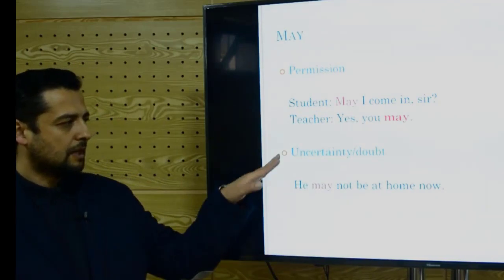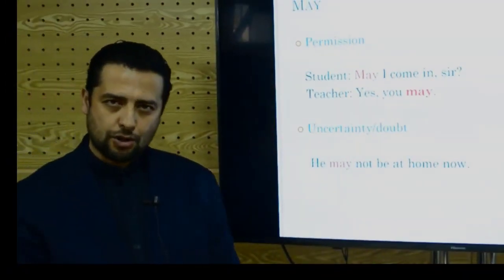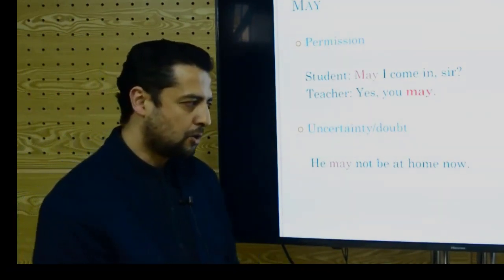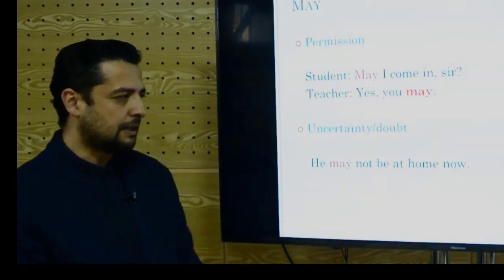The second one, we have here uncertainty. So as you can see here, we have uncertainty, or doubt. For example, he may not be at home now, which means I am not sure that he is at home at that time of speaking.